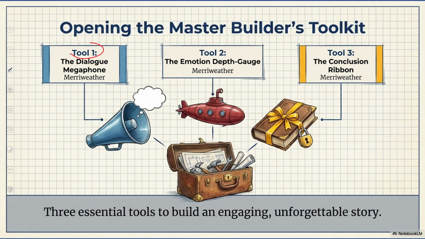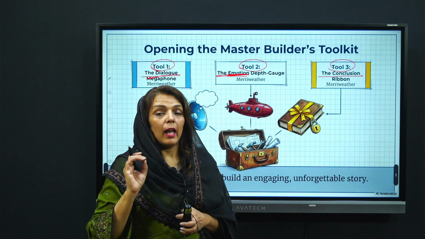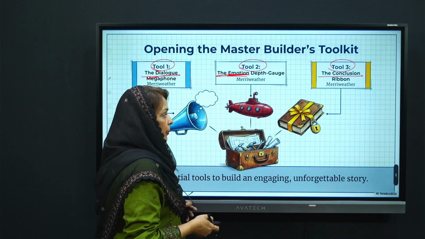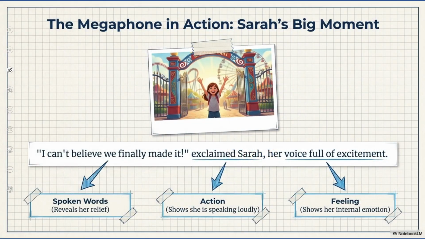So the tool number 1 is dialogue. Tool number 2 is write emotions. Tool number 3 is conclude. Write the conclusion, the end result at the end of the story. So let's look at this example.